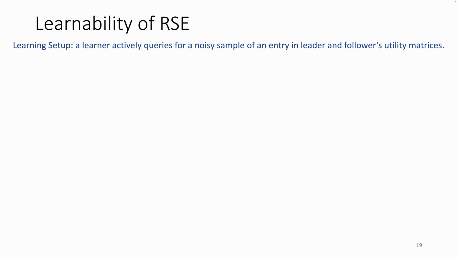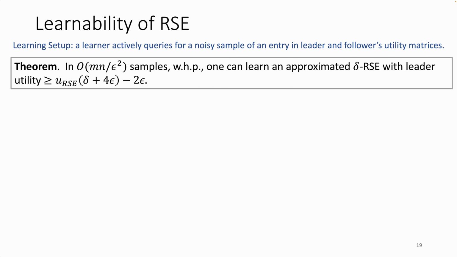Next, let's consider the learnability of RSE. We consider a setting where a learner is able to actively query a noisy sample of an entry in the leader's and follower's utility matrices. We show that with sample complexity mn divided by epsilon squared, with high probability, one can learn an approximate delta-RSE with leader's utility lower bounded by the delta-RSE utility minus 4 epsilon.